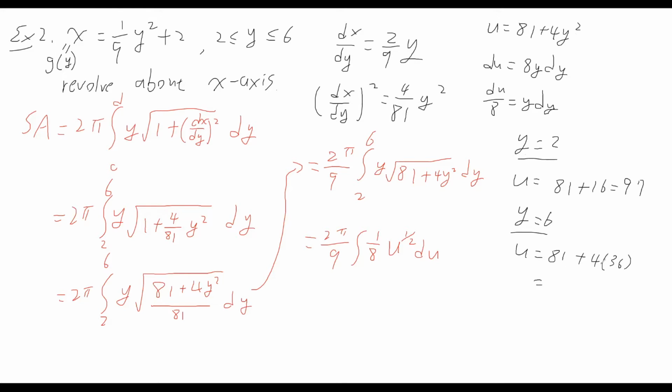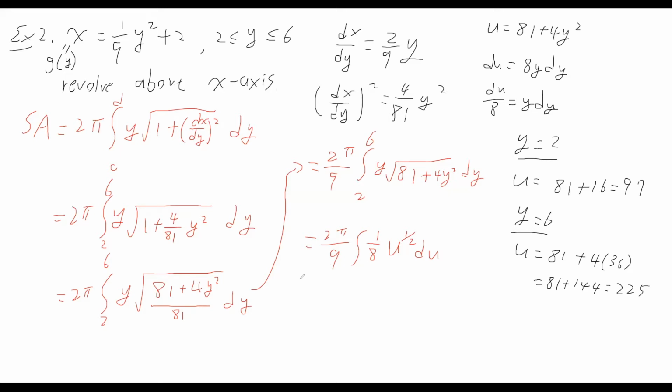Oh gosh, that's a huge number. That's 72, 144. So 81 plus 144. That's what? 225. Is that right? Yep, looks good. All right, let's keep going.